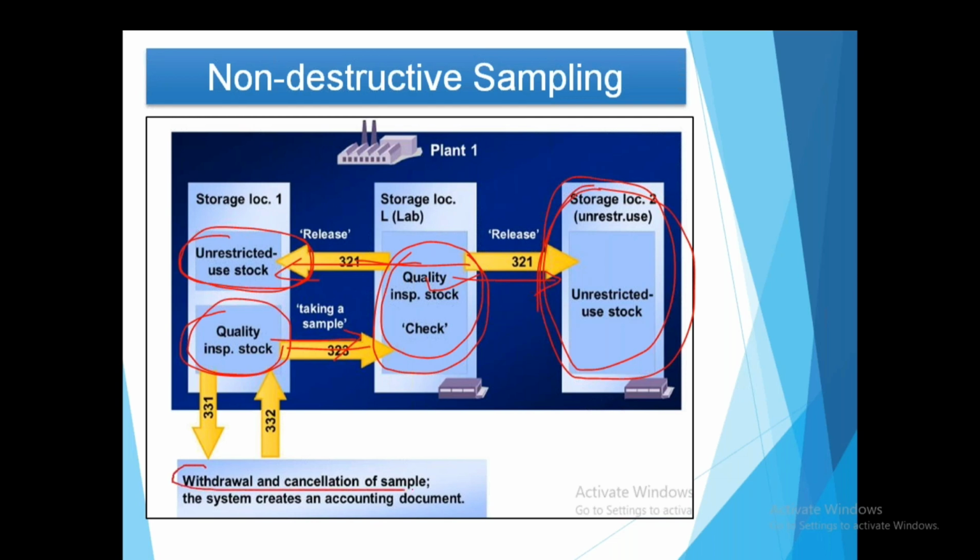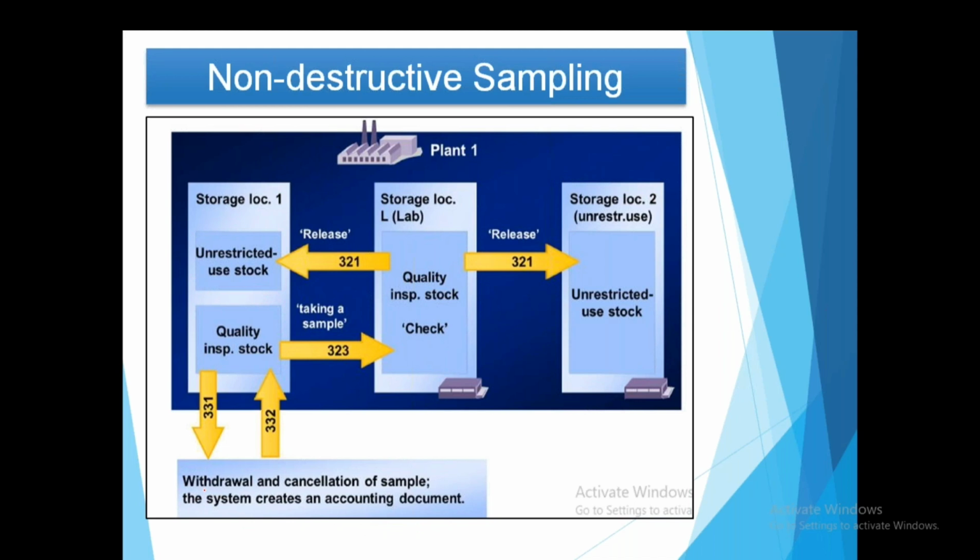With withdrawal and cancellation of sample, the system creates an accounting document. So the sample quantity you will move to an intermediate storage location. That's what you will do, which is called non-destructive sampling. Once the quality inspection is completed, you will move it back either to the unrestricted use stock or directly to another storage location where it can be used. So this is called non-destructive sampling.